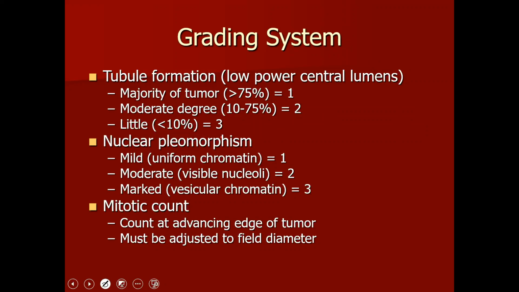Okay. And then the next is going to be nuclear pleomorphism. There are different ways to do that. You can compare the nucleus against a normal luminal nucleus, or you can look at the chromatin, and if it's uniform, or you get visible nucleoli, or the chromatin's vesicular, each of these would result in a different score. And then finally, we count the mitoses.